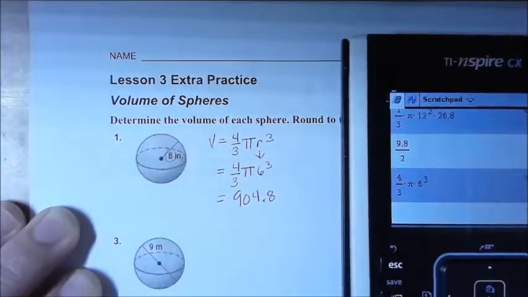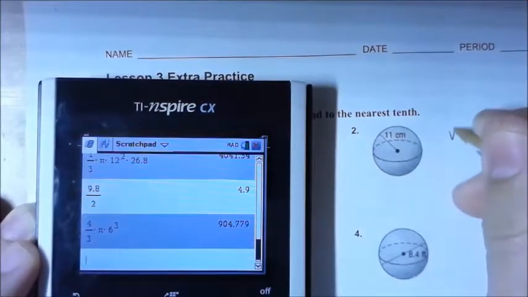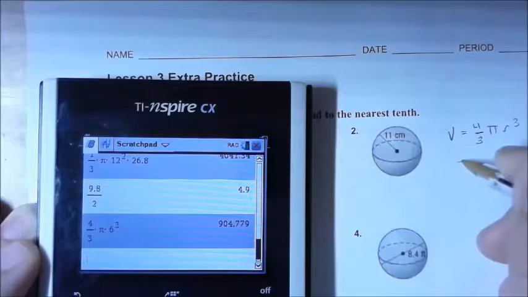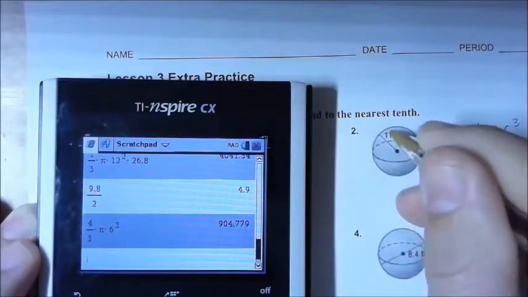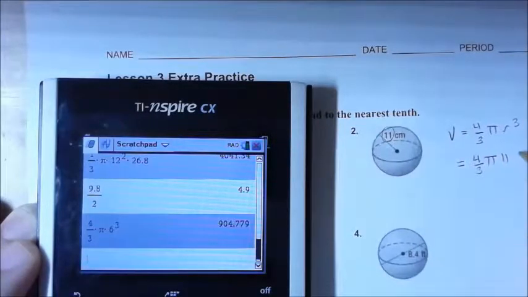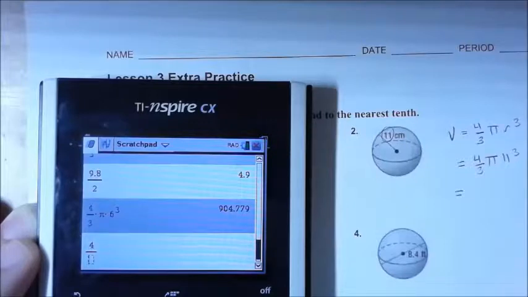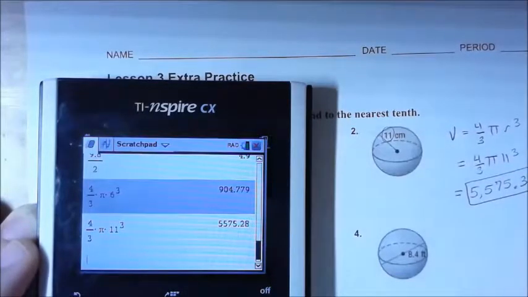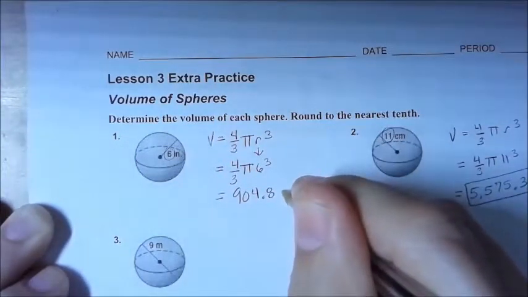Let's go ahead and do the next one. Let's do number 2. We have V is equal to 4/3 pi r cubed. So we just plug in our formula. 4/3 times pi. My radius is 11, so it'd be 11 cubed. If we put that in, 4/3 times pi times 11 cubed, it is 5,575.3 when rounded, and that's going to be centimeters cubed. And this other one we should have put inches cubed.